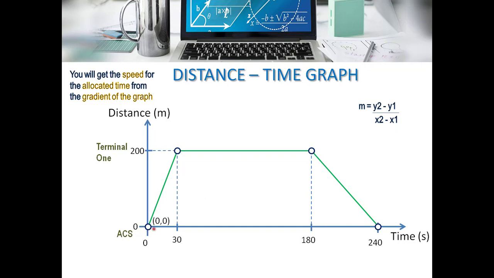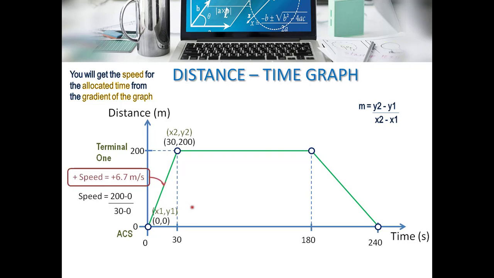The first coordinate is 0, 0. Second coordinate is 30, 200. So x in front, y behind. And then don't forget your format of coordinates. So you will have x1, y1, and then x2, y2. And then how to get the speed? y2 minus y1, so 200 minus 0 over 30 minus 0. So you will get your speed, positive, because you are going to the place. So it is 6.7 meter per second. Don't forget your unit.